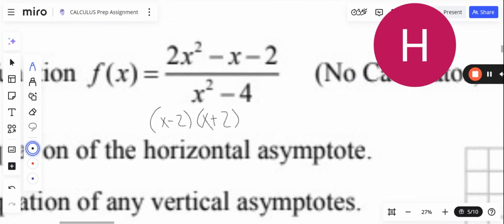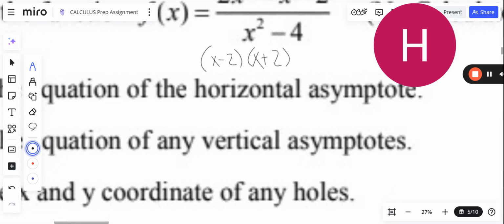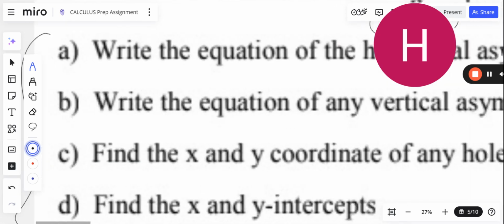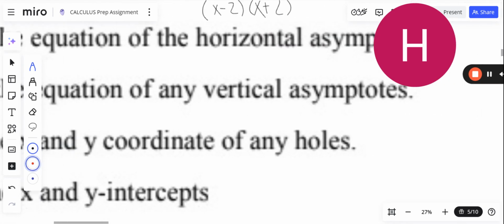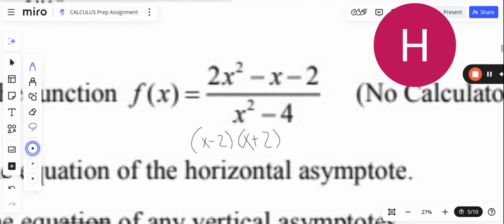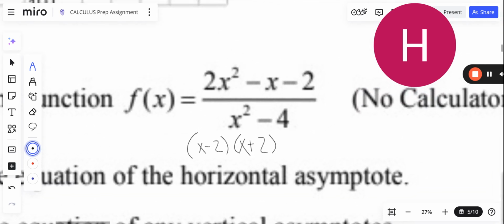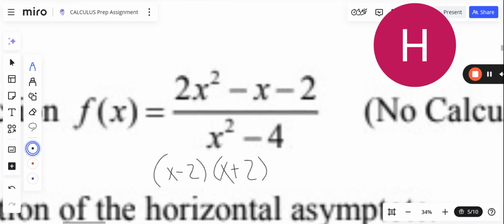Because these rational functions sometimes have holes, determine the x and y coordinate of any holes. There isn't necessarily going to be holes, but if they say something like this, it's kind of suggesting that there could be a hole. So a reminder that we get a hole in a rational function whenever there's a factor which cancels on the top and bottom, so a common factor in the numerator and denominator. So that gives us a clue that one of the factors on top might be x minus 2, or it might be x plus 2.